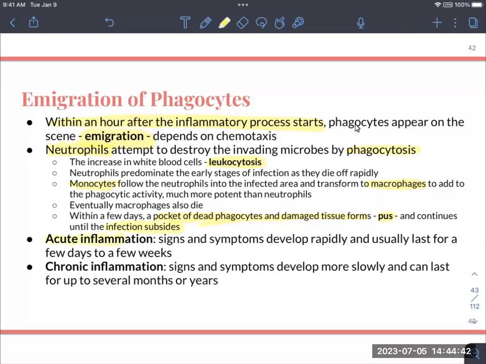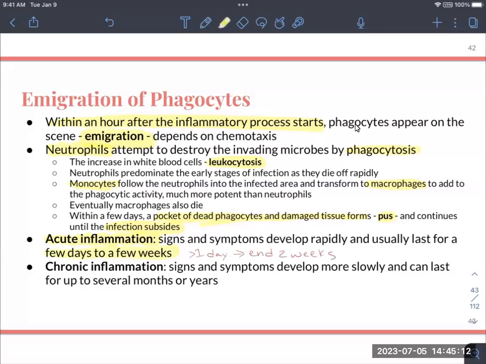Acute inflammation is something that comes on rapidly. It starts right away, and it can last for a few days to a few weeks. Less than 1 day to like the end of 2 weeks, technically.